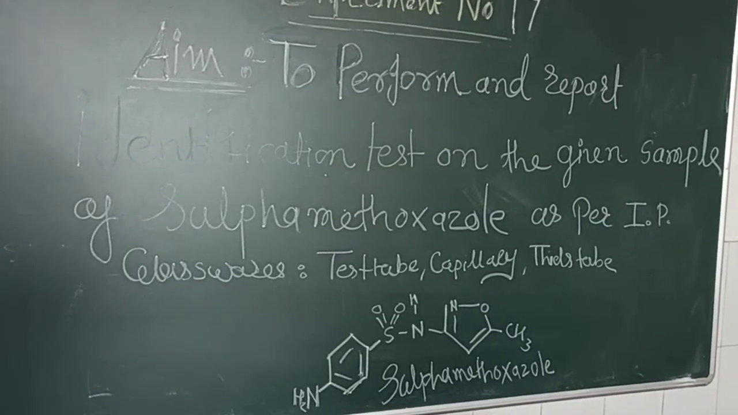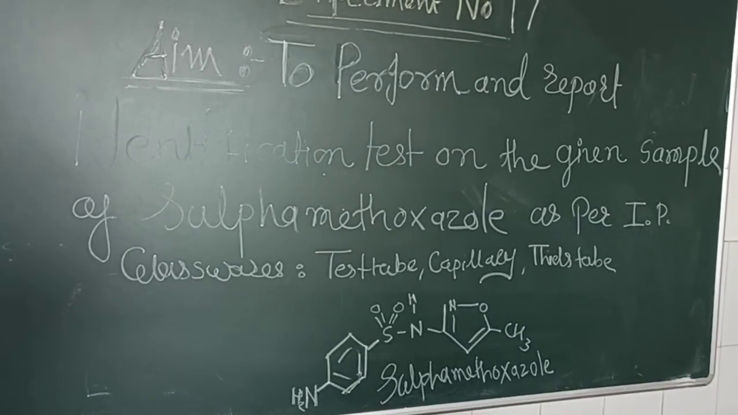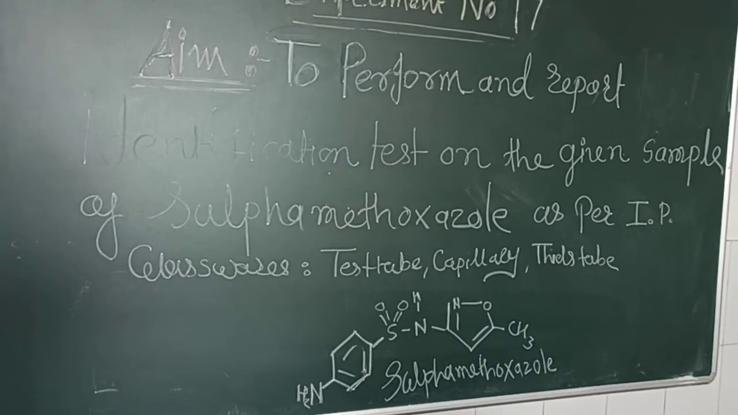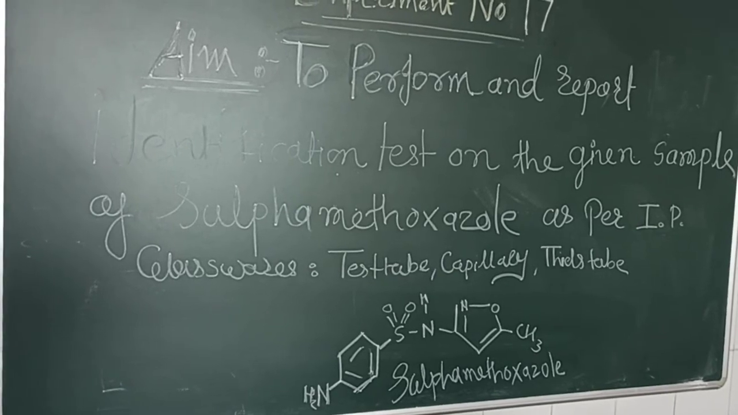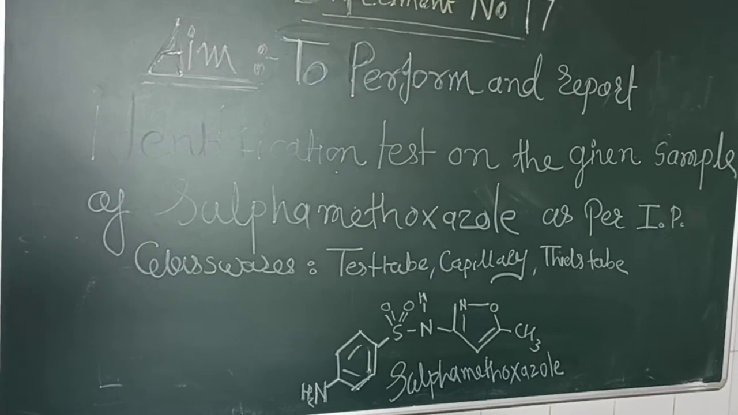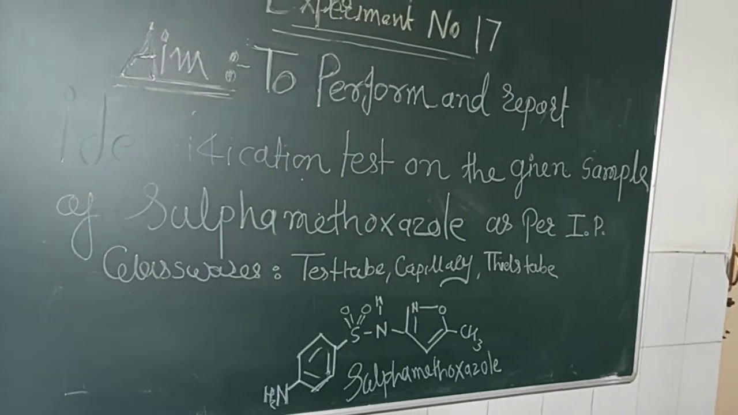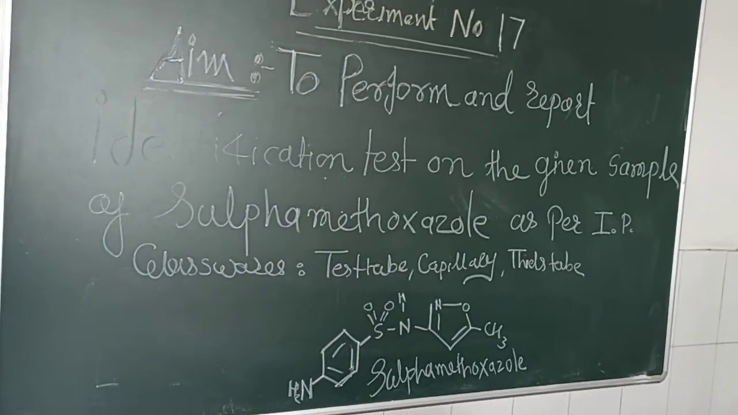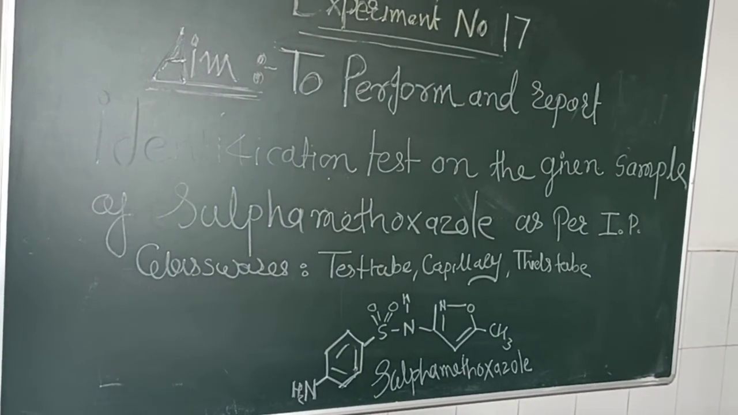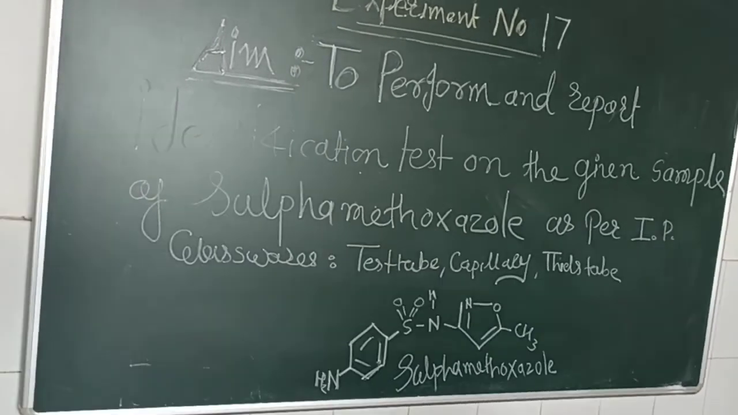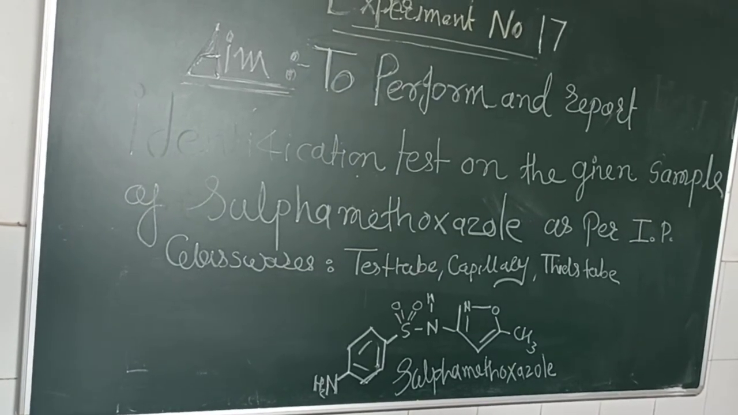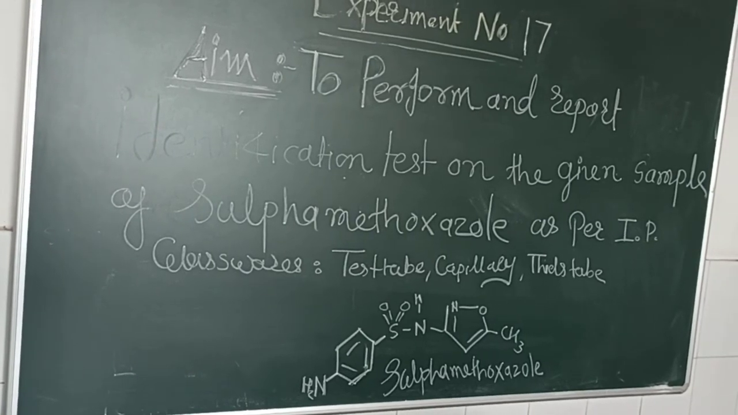So our sample of sulfamethoxazole complies with test A. Then test B is determination of the melting point of sulfamethoxazole. We already determined the melting point of sulfamethoxazole, which is found to be 171 degrees Celsius. So both test A and test B comply for our sample sulfamethoxazole as per Indian Pharmacopoeia.